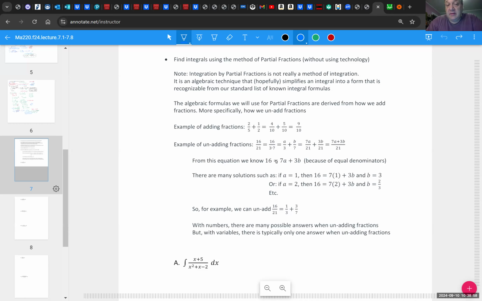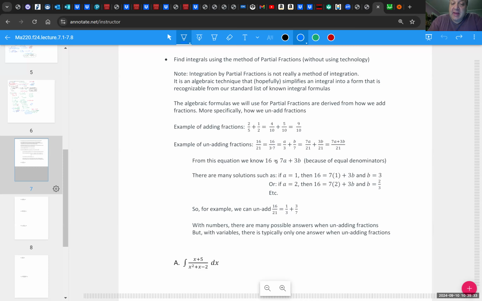And once again, with these other methods in chapter 7, integration by partial fractions is not really a method of integration. It's an algebraic technique that hopefully simplifies an integral into another simpler integral that is recognizable from our list of known integral formulas, or something that we can then do more easily than the original integral problem. The idea behind partial fractions is basically how we add fractions, or more specifically, how we unadd fractions.